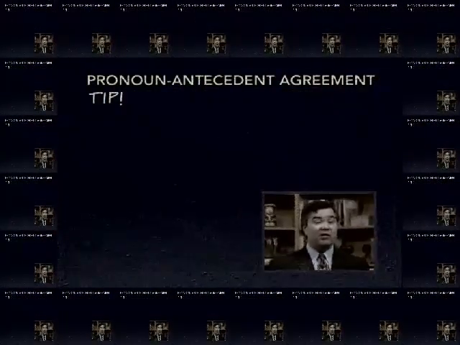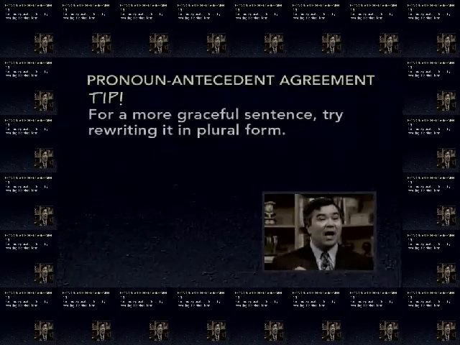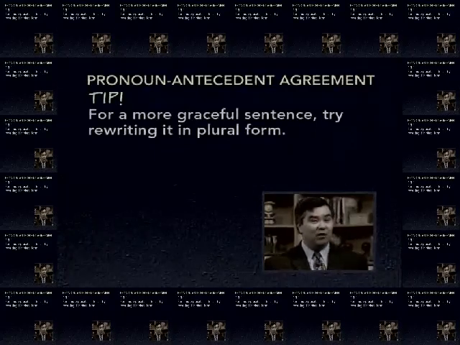If you find yourself writing a paragraph in which you are saying his or her, he and she, over and over again, it begins to feel a little bit uncomfortable. You're throwing in so many extra words. Here's a tip for how to get out of that problem. For a more graceful sentence, try rewriting it in plural form.